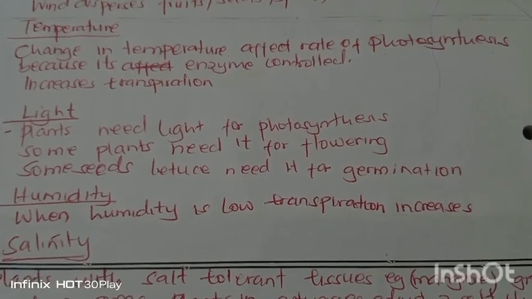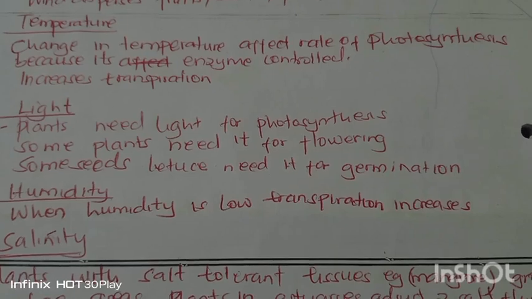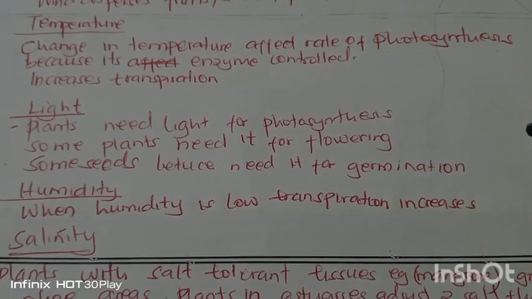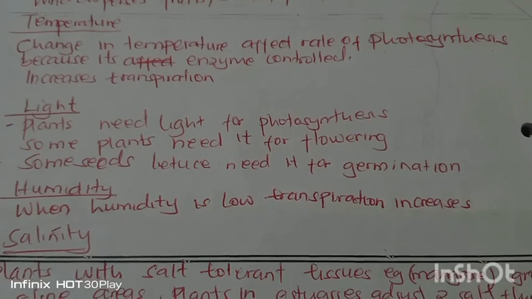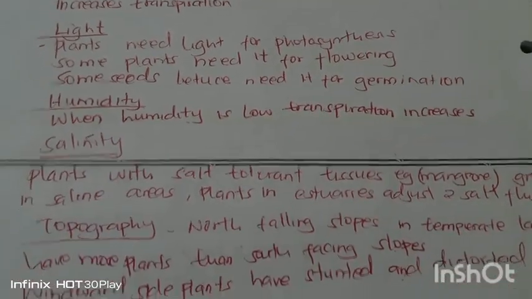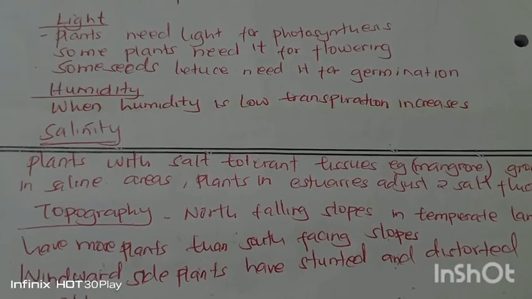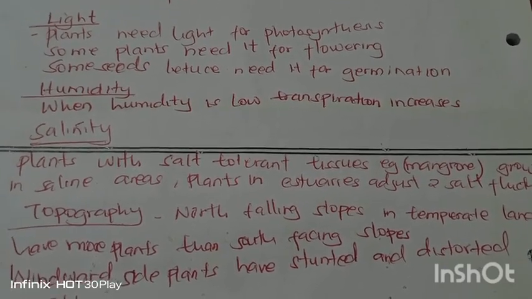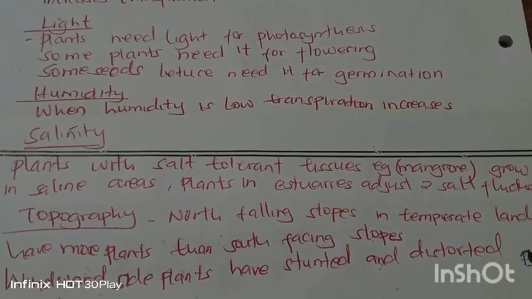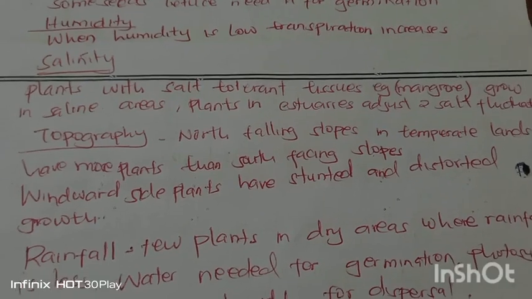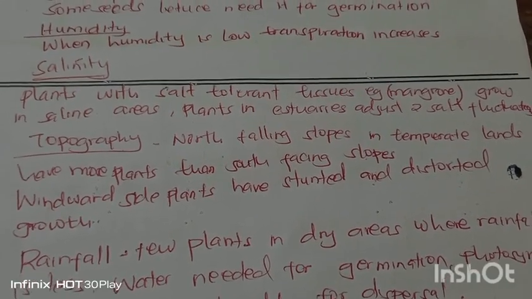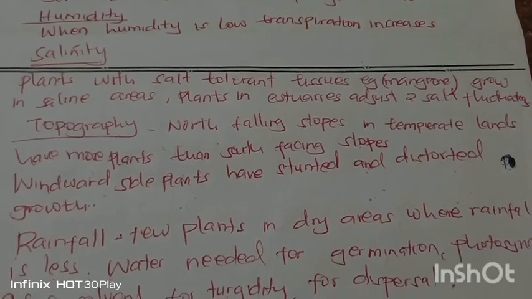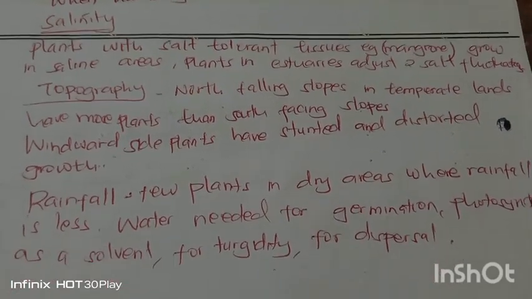For temperature, change in temperature affects the rate of photosynthesis because it's enzyme controlled. So increase in temperature also increases the rate of transpiration. For light, plants need light to photosynthesize. So some plants need it for flowering. So some seeds such as lettuce need it for germination. Humidity. When humidity is low, the rate of transpiration increases. Humidity is a measure of the amount of water vapor in the atmosphere. So when the humidity is low, the rate of transpiration increases.